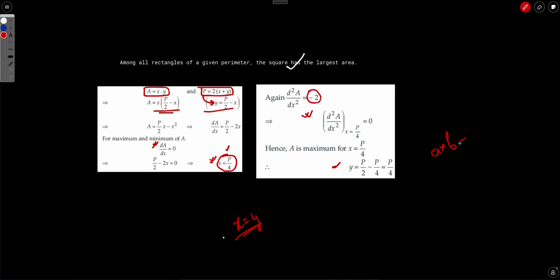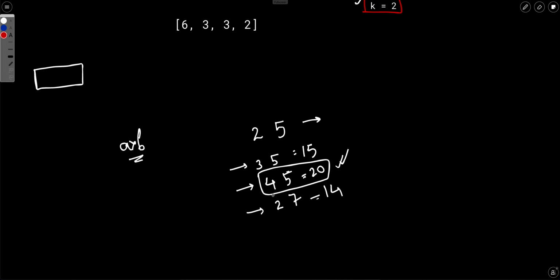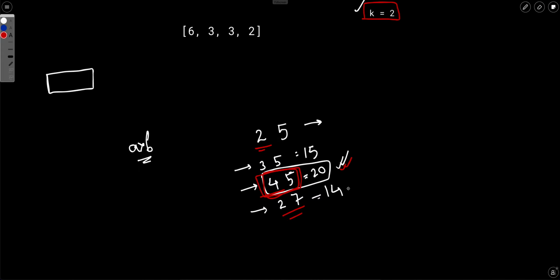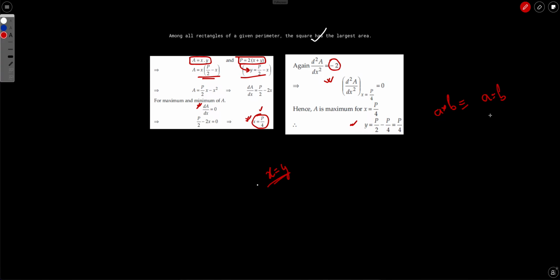So from this theorem we can say that this will be maximized if we try to make a equal to b. You can see in the previous example as well, the maximum value was 4 cross 5, wherein we were trying to make A and B as close to each other as possible. Here the difference is 1, so that's where the maximum value comes. Here you can see the difference is 5, difference is 2. So that's where the maximum value arises when the difference is minimum, or basically when they are approaching each other. Basically they are equal.